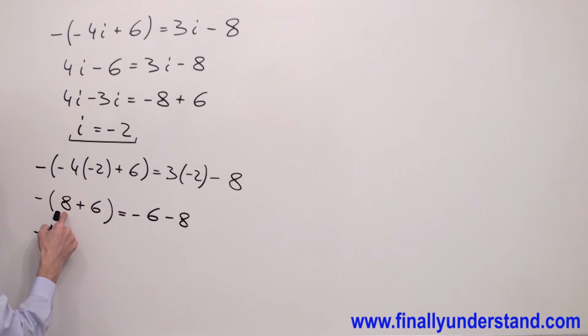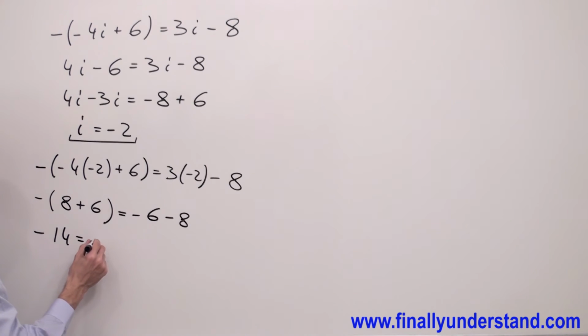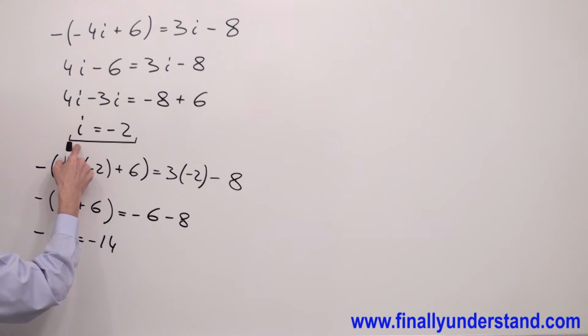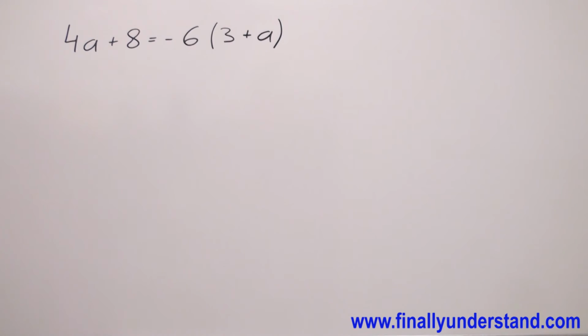8 plus 6 is 14, equals negative 6, negative 8 is equal also negative 14. As you can see, the left side of my equation is equal to the right side of the equation. That's why the answer to my problem is i equals negative 2. Let's take a look at the second example.